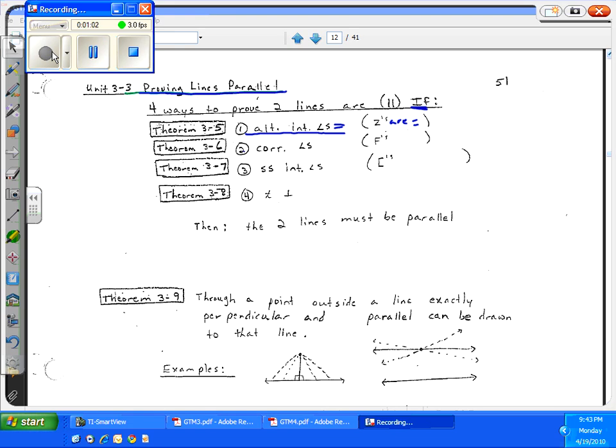We know that if two lines are parallel, then corresponding angles are equal. Conversely, if we know that corresponding angles are equal, then we could reach the conclusion that the two lines that form them are parallel.